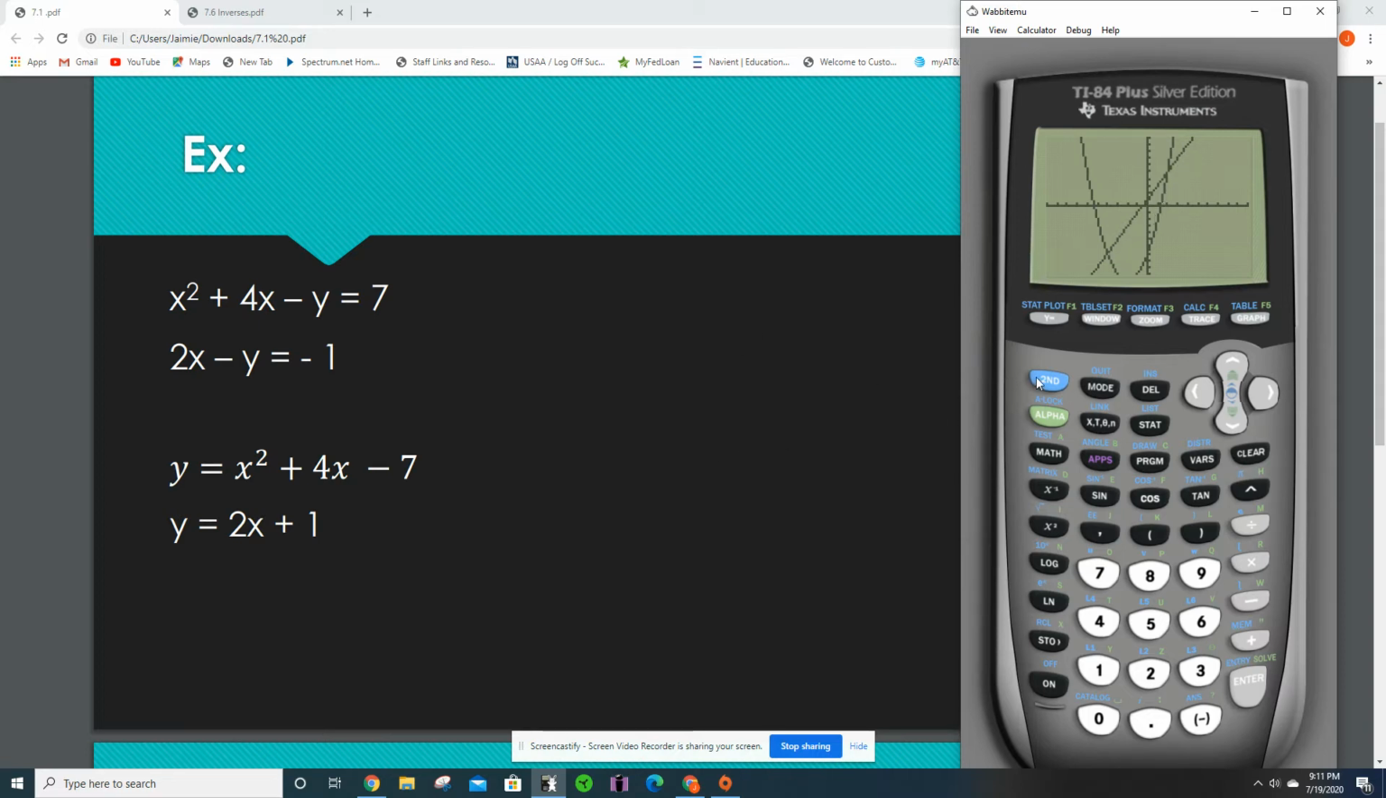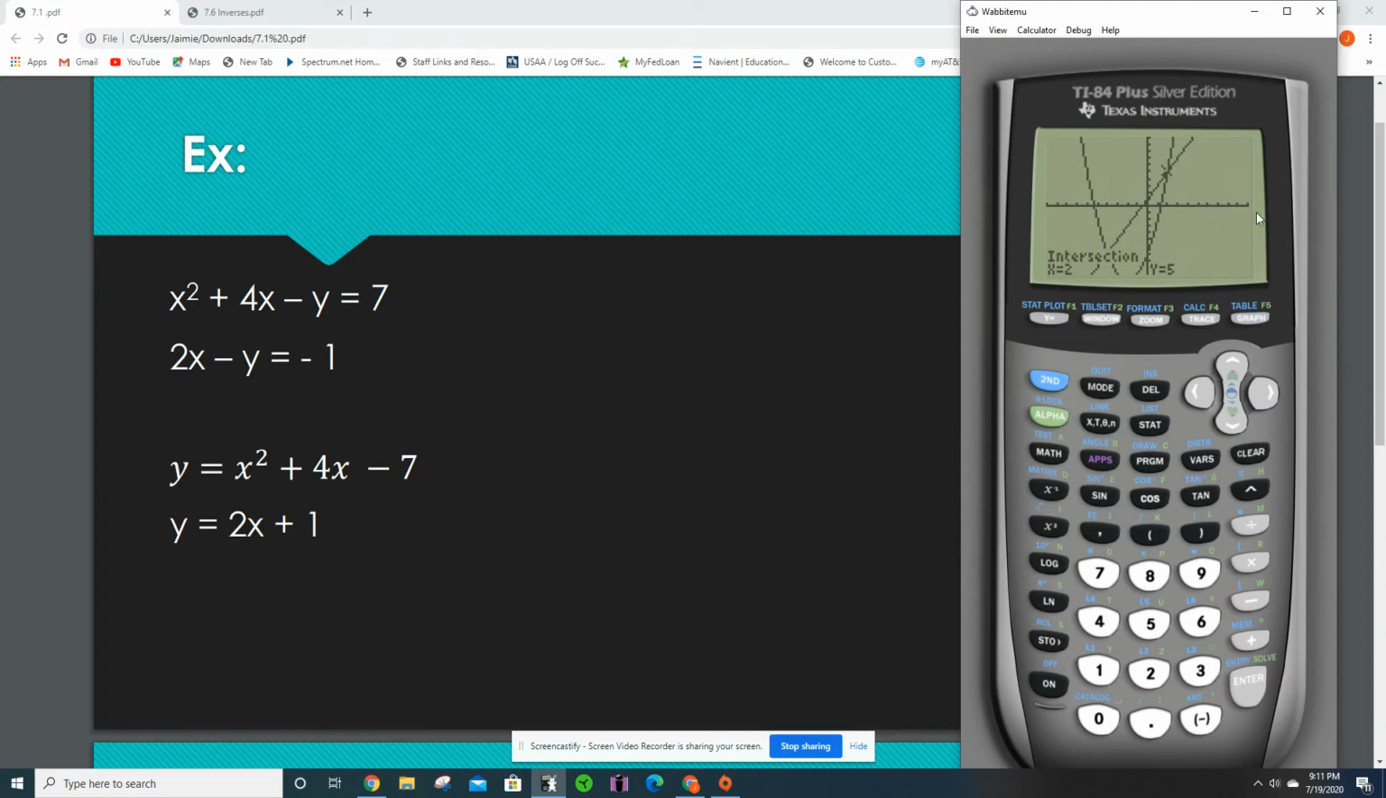To find the intersection, I'm going to hit second and trace. And then I want option 5 to see where they cross. I'm going to go ahead and use the left and right arrows to scroll to where they actually intersect. So you can see up here at the very top, I'm close enough to my first curve to go ahead and guess. I'm going to hit enter 3 times. And then it gives me the actual value of the 0.25.